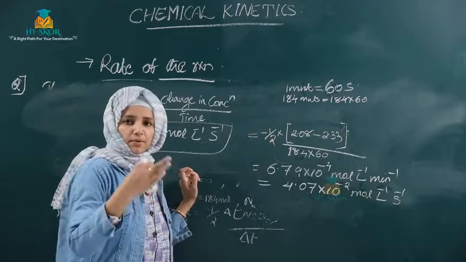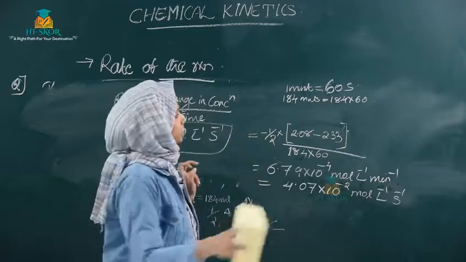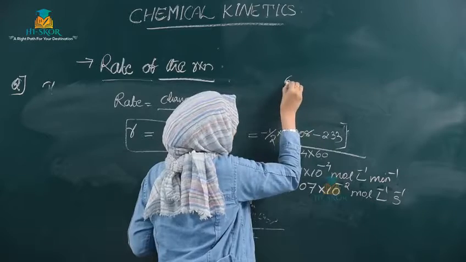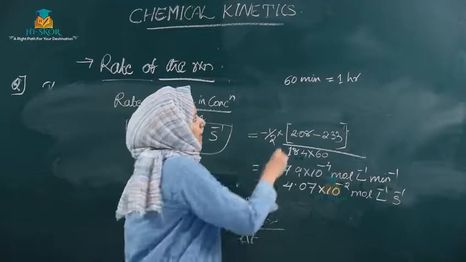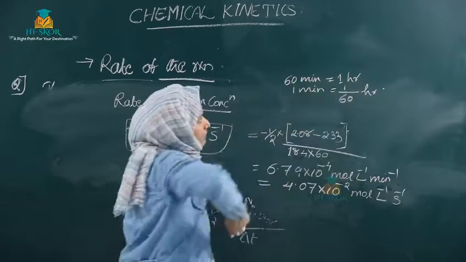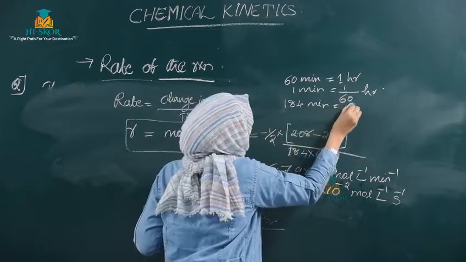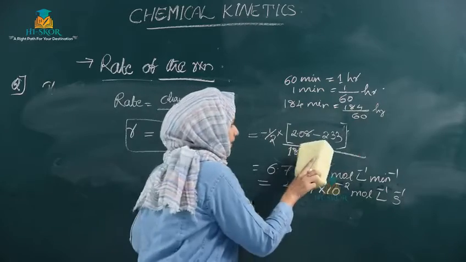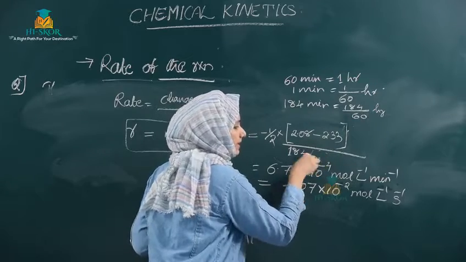Suppose they are asking the question in terms of moles per liter per hour. Then what you have to do? You know, 60 minutes is equal to 1 hour, or 1 minute is equal to 1 by 60 hour. So 184 minutes means 184 divided by 60 hour. So instead of multiplying, you have to divide. So 184 divided by 60 hour will come.